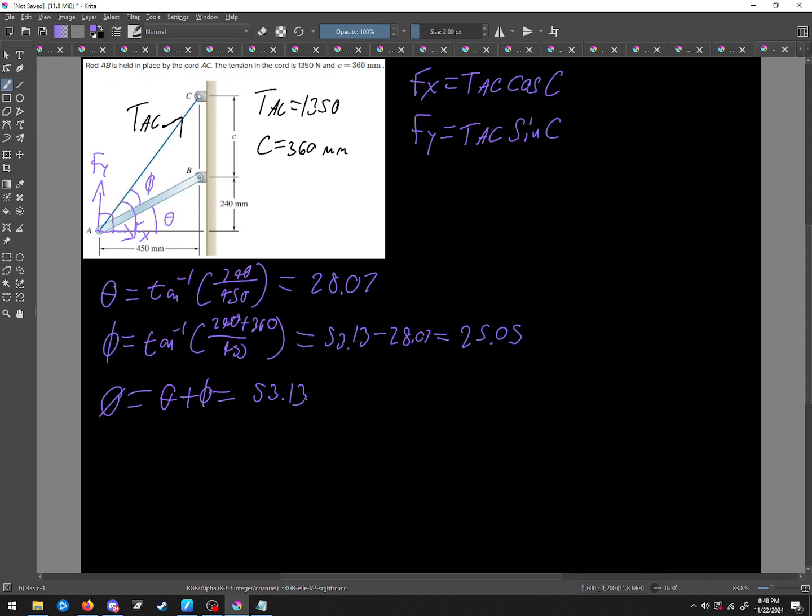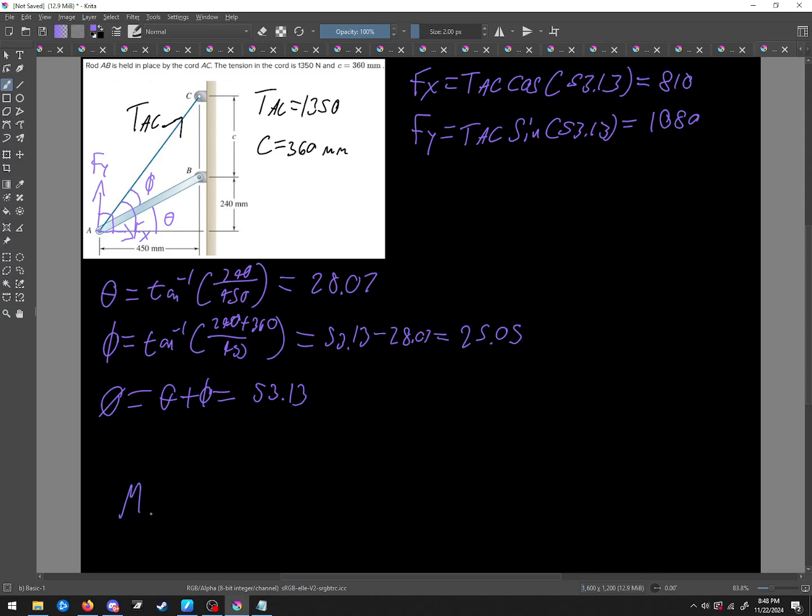Alright, I should focus on the problem. 53.13. So now I'm getting 1350 cosine of this angle. That's giving me 810. And then sine of that angle, I'm getting 1080. Those are my forces in the x and y.